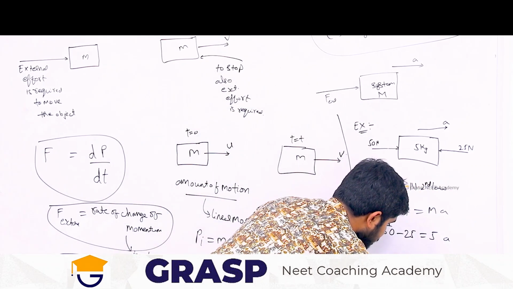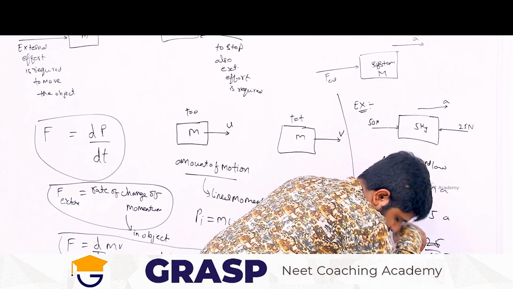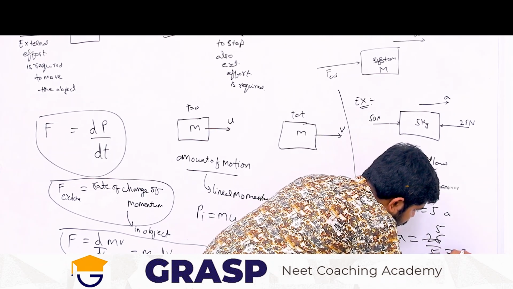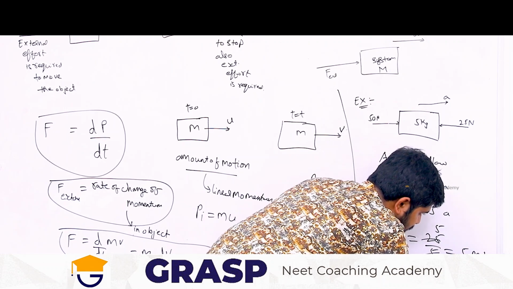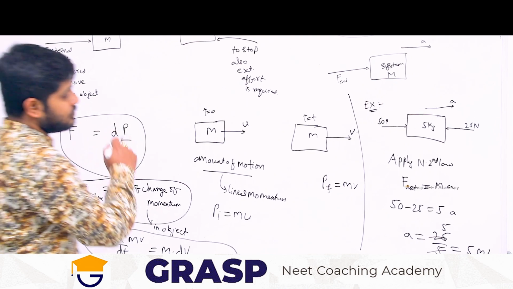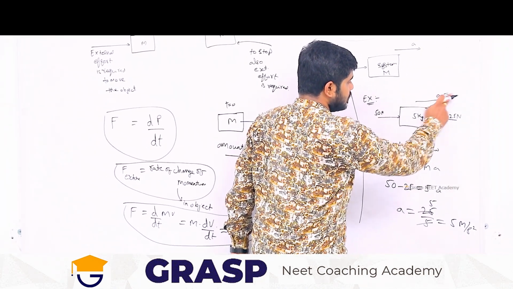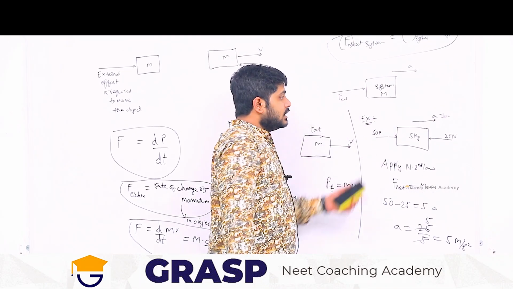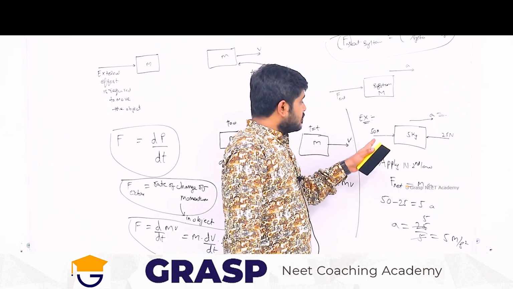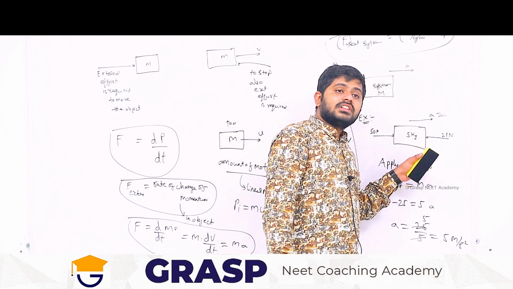Therefore acceleration will be 25 divided by 5, that is 5 meter per second square. With this 5 meter per second square, this object is moving in the right direction because of applying this 50 Newton and 25 Newton on this system.